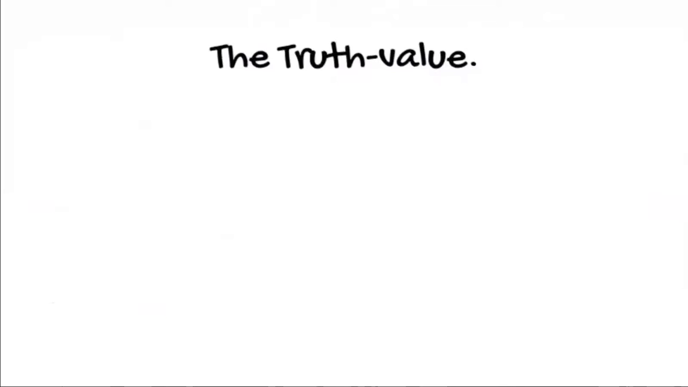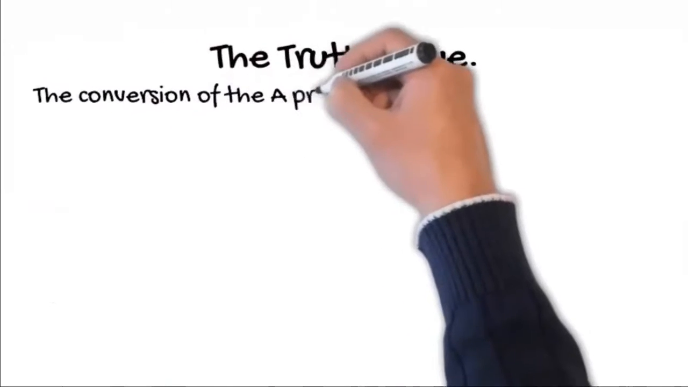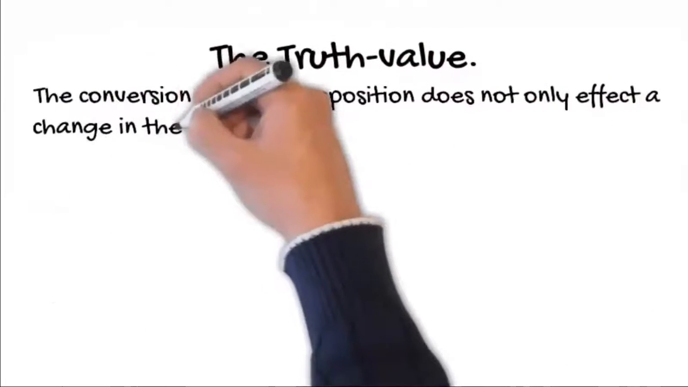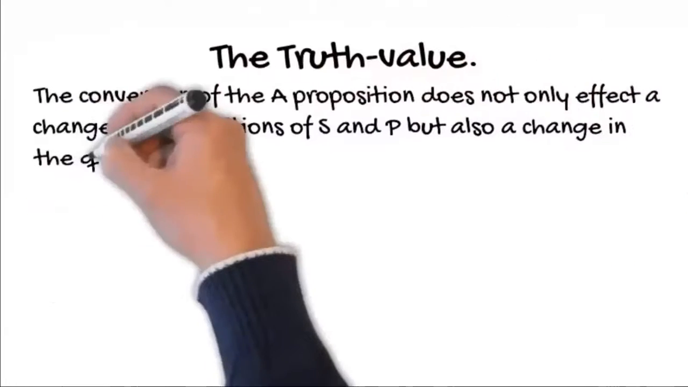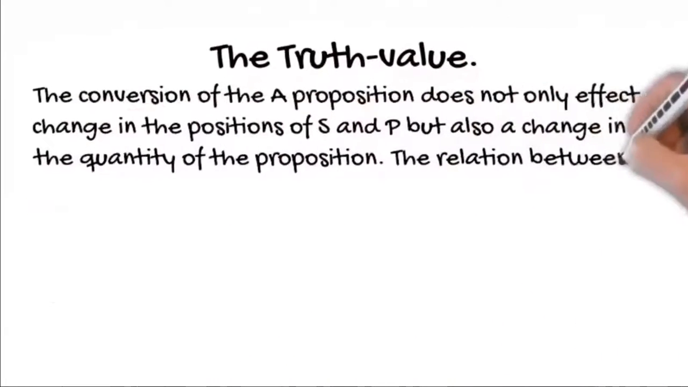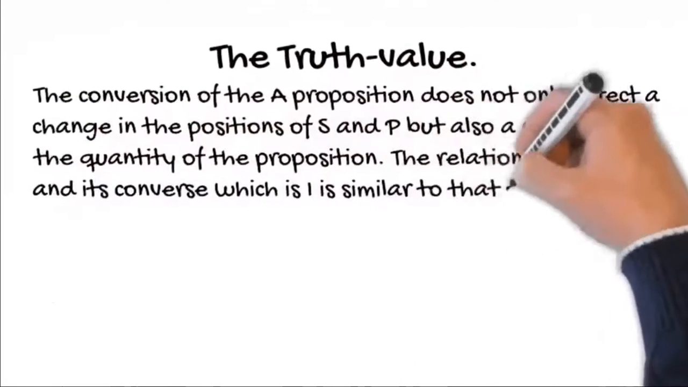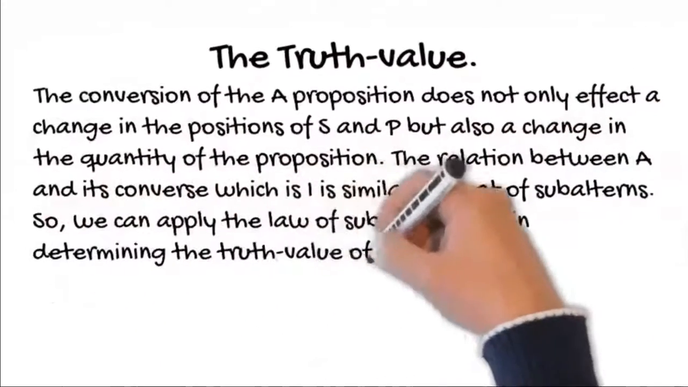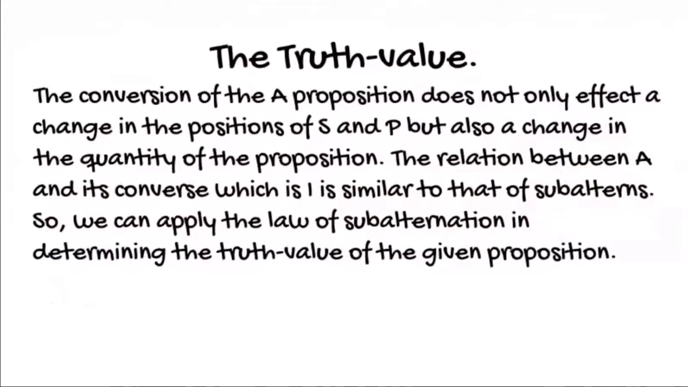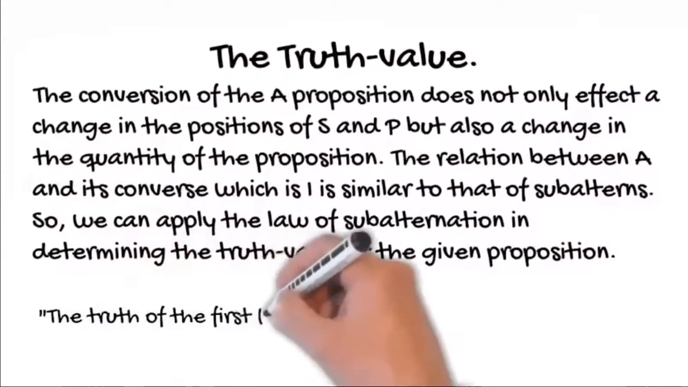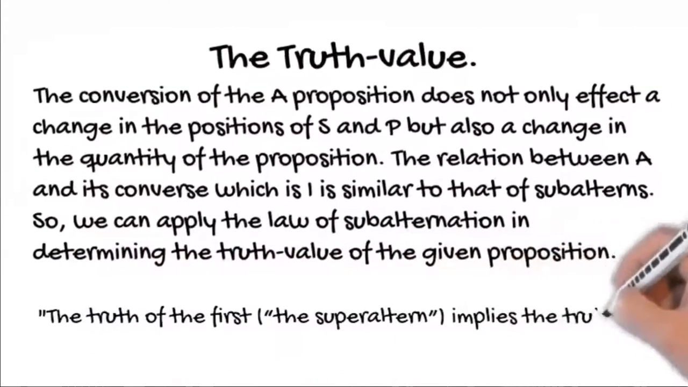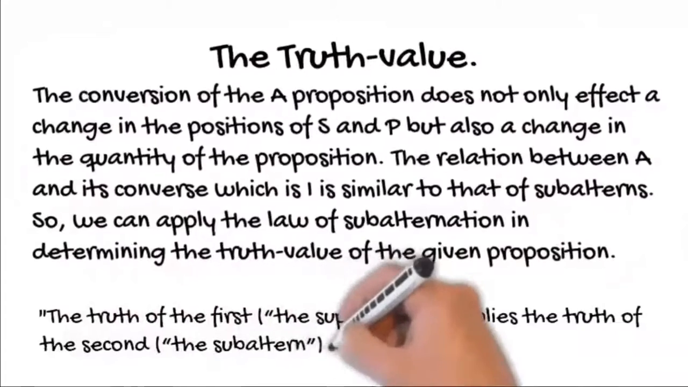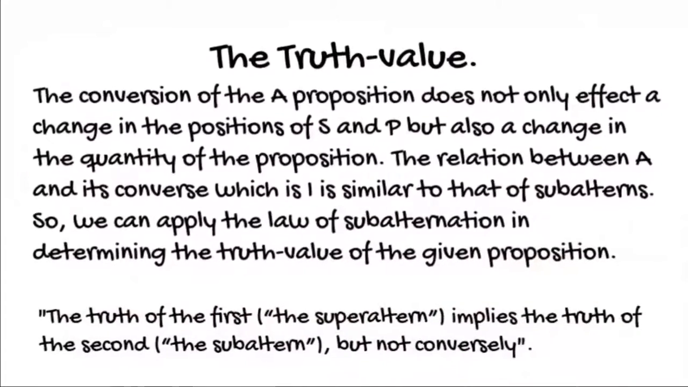The truth value of the conversion of an A proposition. It does not only affect a change in the positions of S and P, but also a change in the quantity of the proposition. The relation between A and its converse, which is I, is similar to that of the subaltern. So we can apply the law of subalternation in determining the truth value of the given proposition. The law of subalternation says that the truth of the first implies the truth of the second, but not conversely.